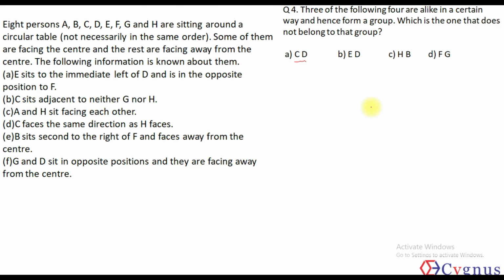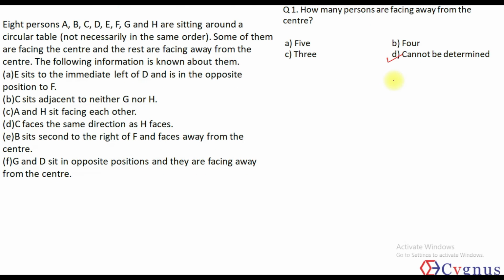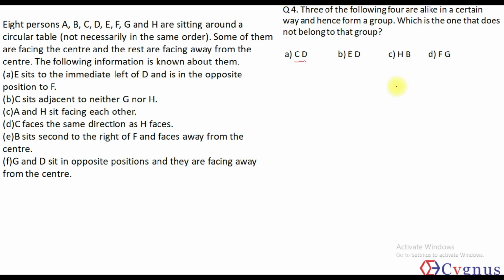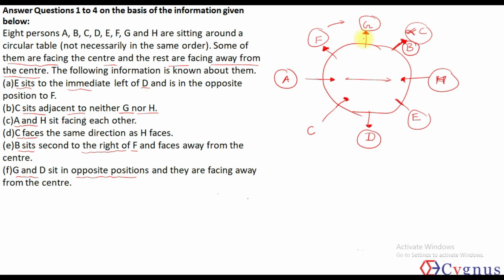What else? H and B. They are facing in different directions, but they are adjacent to each other. Fine. What else? F and G. They are also adjacent to each other, but they are not in the same direction. So what can be the answer? Either they are looking in the same direction or in the opposite direction. If you look at C and D, they are facing different directions, but they are sitting adjacent to each other.